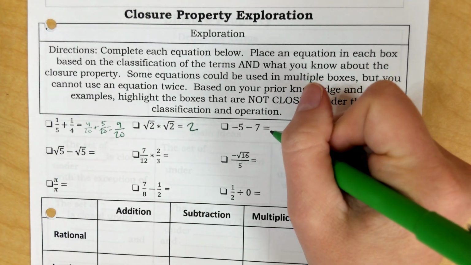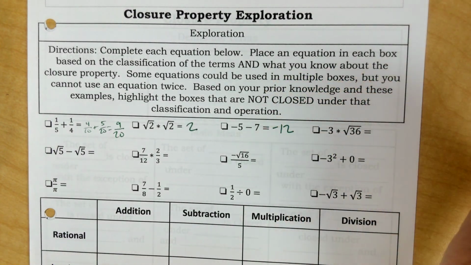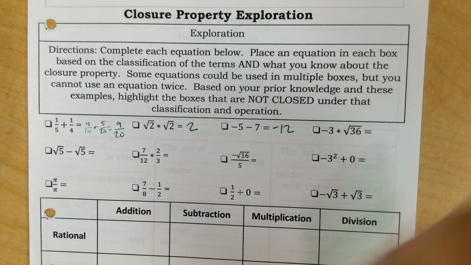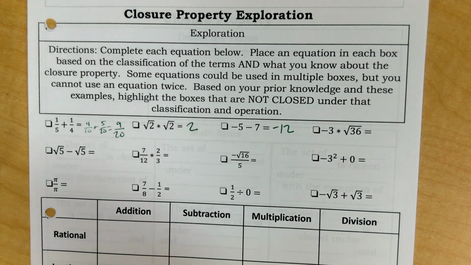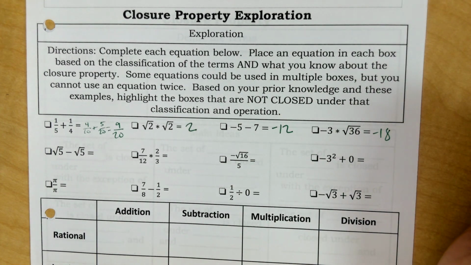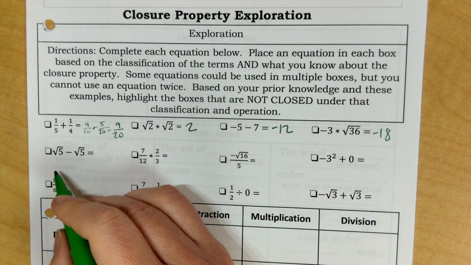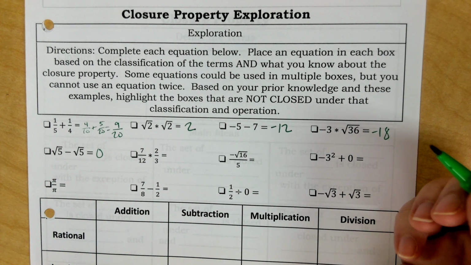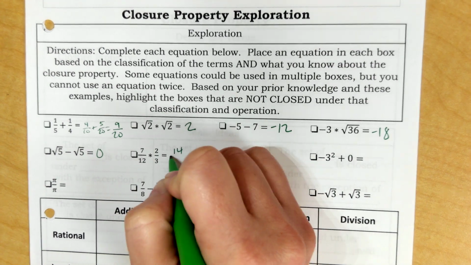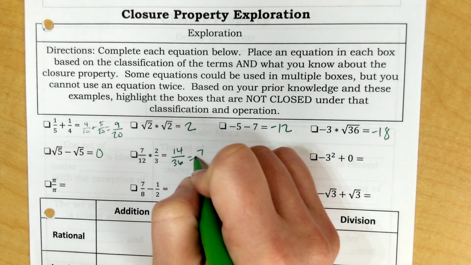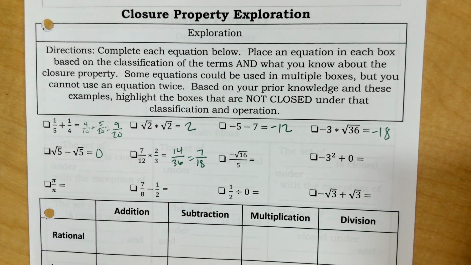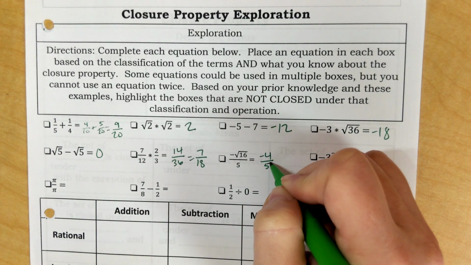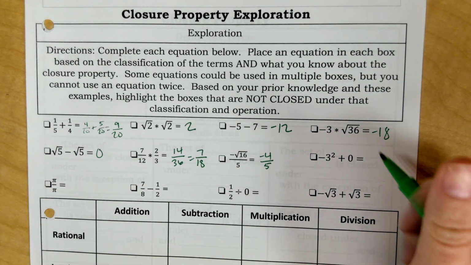Here I have -5 minus 7. I'm going to get -12. Then I have -3 times the square root of 36, so -3 times 6, -18. Square root of 5 minus the square root of 5 is going to be 0, anything minus itself. Here we multiply this, we get 14/36, which simplifies to 7/18. Negative square root of 16 is -4/5.